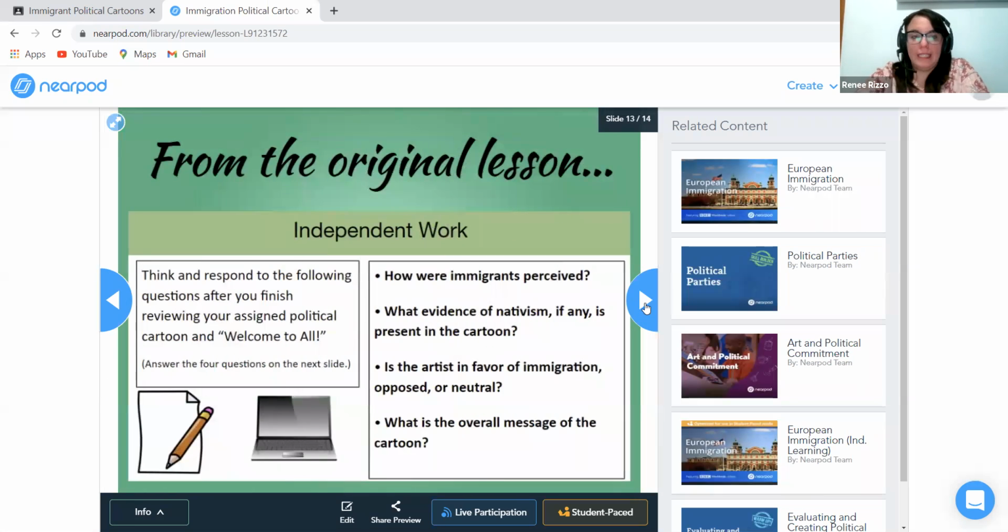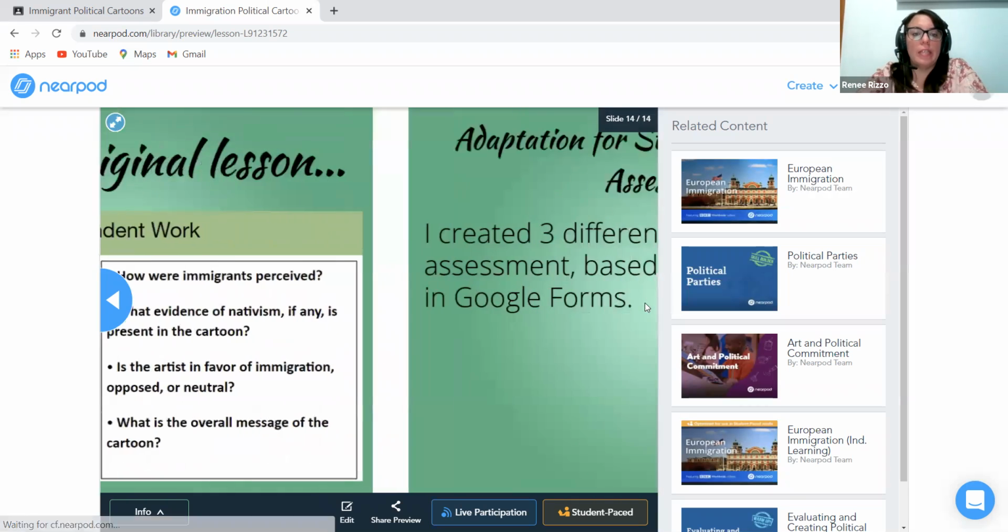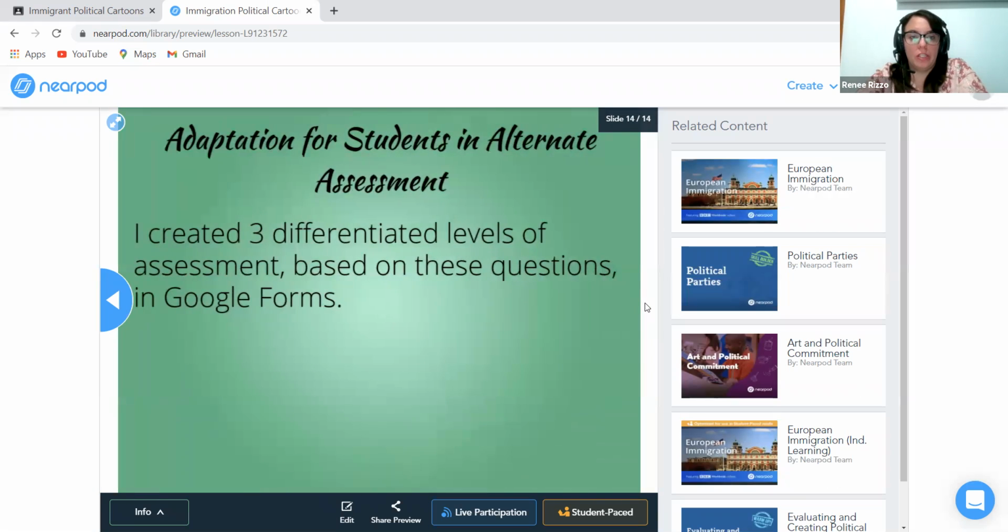From the original lesson, independent work: think and respond to the following questions after you finish reviewing your assigned political cartoon, Welcome to All. How were immigrants perceived? What evidence of nativism, if any, is present in the cartoon? Is the artist in favor of immigration, opposed, or neutral? And what is the overall message of the cartoon?